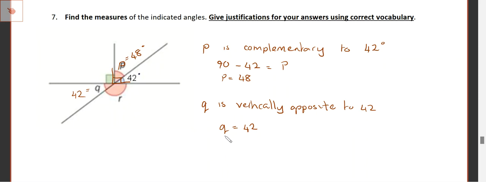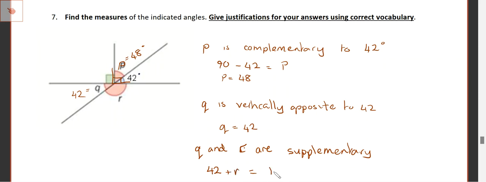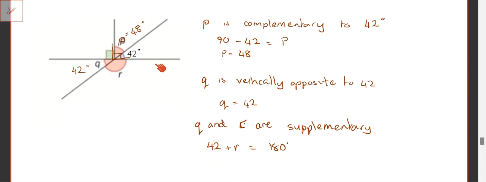Now you've got a choice, Jace. If it was perfect, carry on talking, but I don't think it was. Q and R, or R and 42. I'm going to go R and Q. Q and R are supplementary. Okay, so therefore we know Q is 42 plus R is equal to 180. Therefore R equals 138.